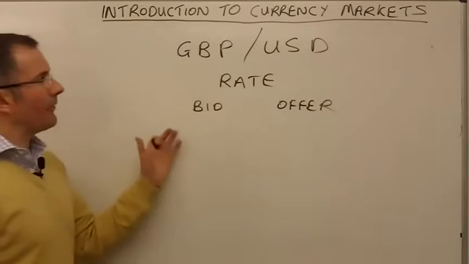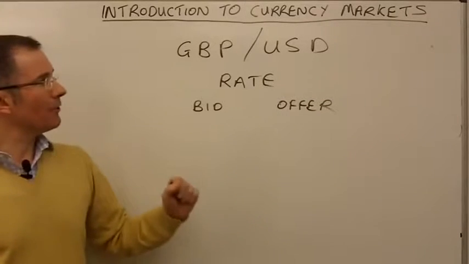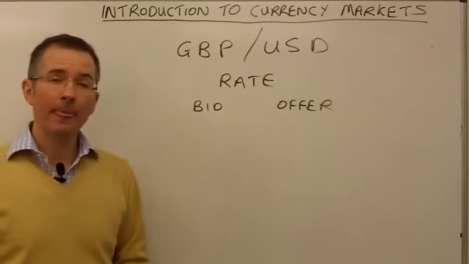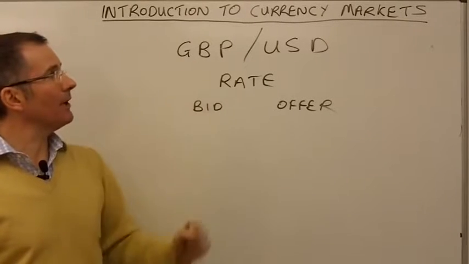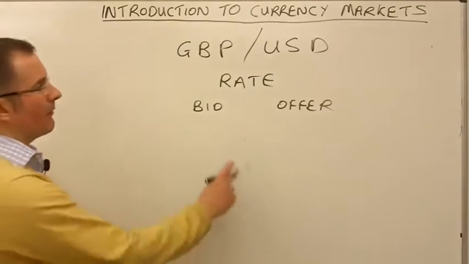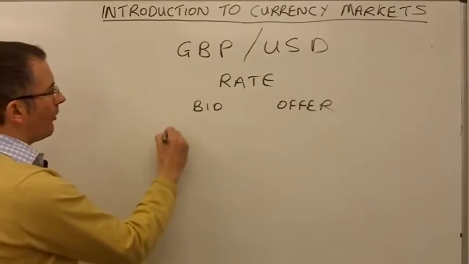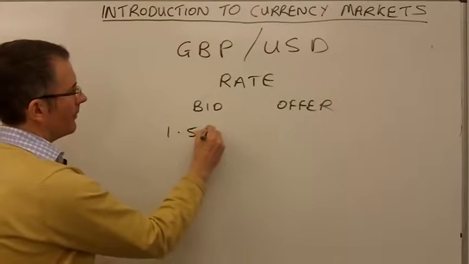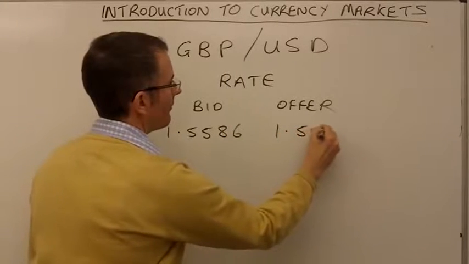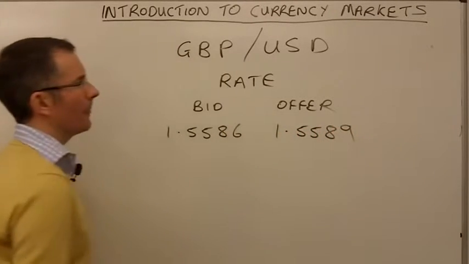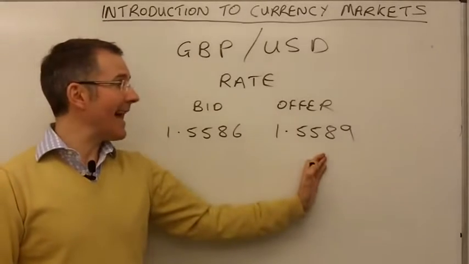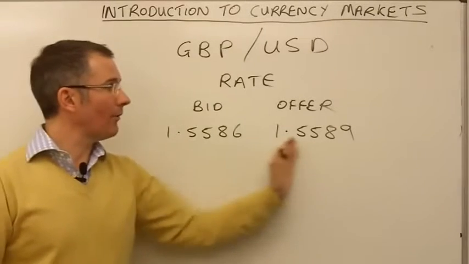So what this comes down to is you need to think, am I trying to buy the currency in question or sell it? Or am I betting on sterling appreciating or depreciating? So let's put a rate in. For example, maybe we've got a bid rate of 1.5586 and an offer rate of 1.5589.